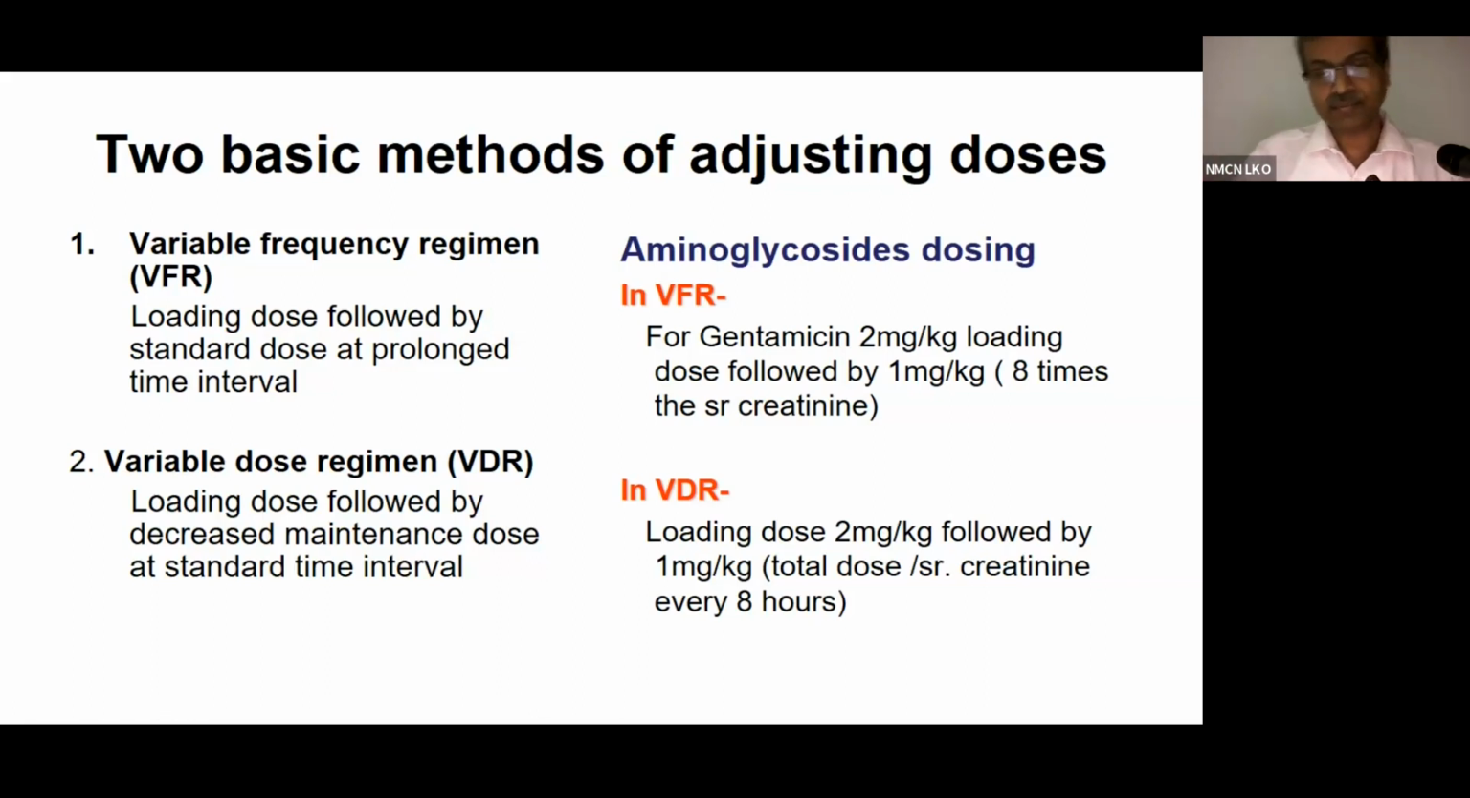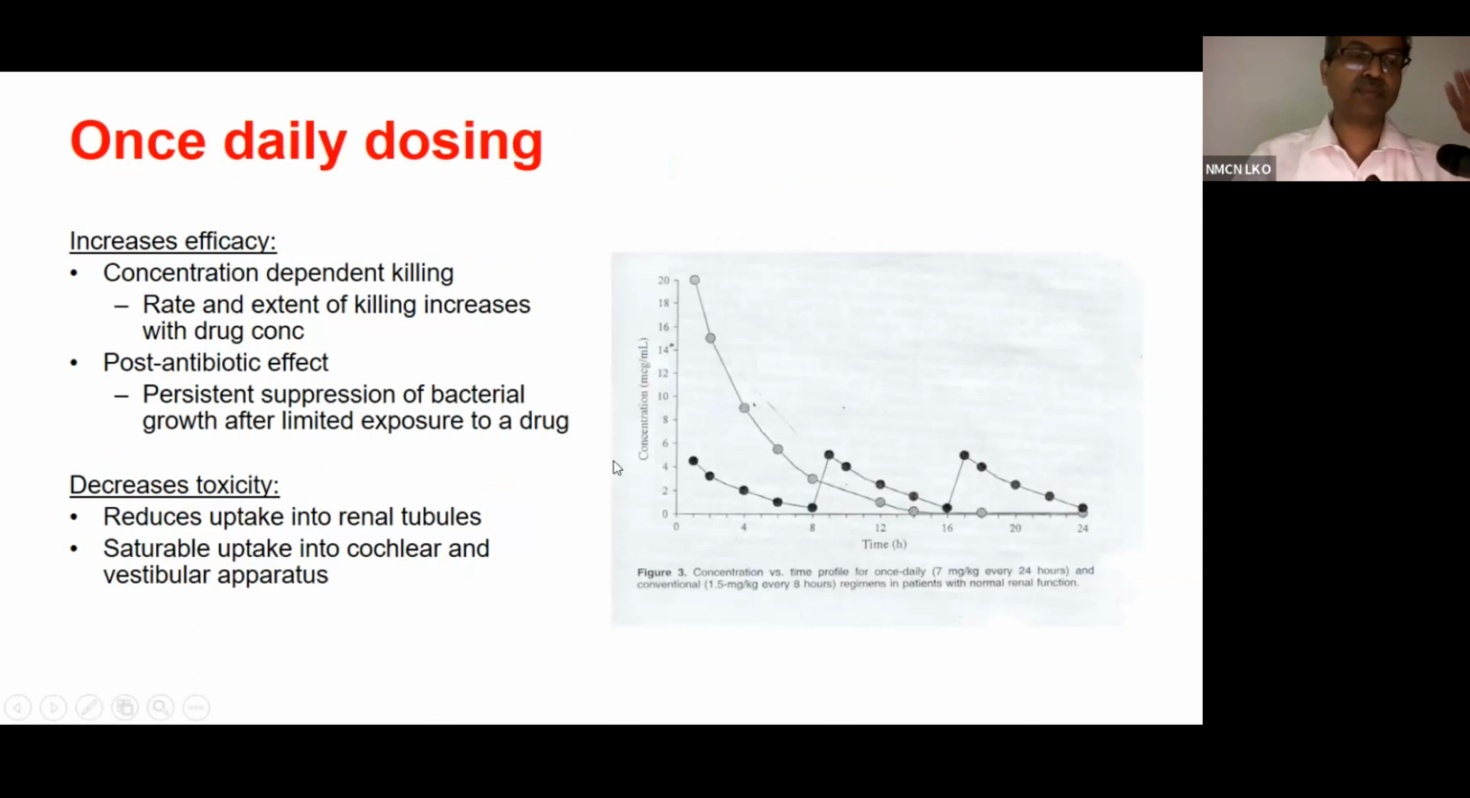Similarly, in variable dose regimens, again the loading dose remains the same, followed by 1 mg per kilogram, total dose divided by serum creatinine, every 8 hours. The frequency, the time interval, you can keep the same. So there are different ways through which you can modify, but you should always remember which drug has which kind of effect, which acts on the maximum peak.